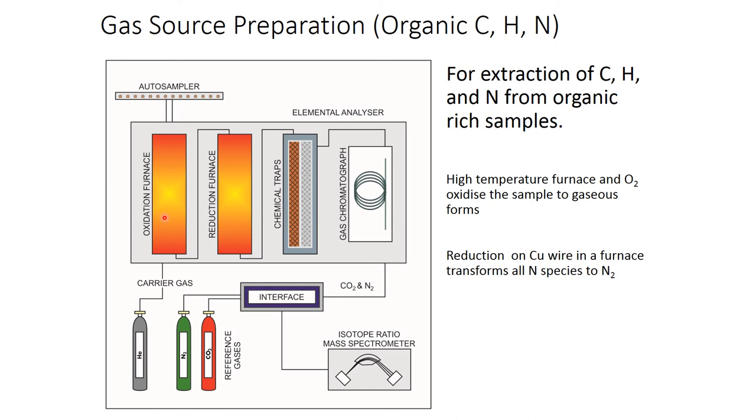vessels or furnaces, which variously oxidize or reduce the sample, and then sequentially release all of the carbon, all of the hydrogen, and all of the nitrogen. You then pass those through a gas chromatograph if you want to, or not, and they go one by one into the mass spectrometer, so you can measure the carbon isotopes, the hydrogen isotopes, or the nitrogen isotopes of your samples. Again, you bracket each of the samples with measurements of nitrogen, carbon dioxide, or hydrogen gas. Okay, to standardize your measurements, that will be covered in the data processing video.